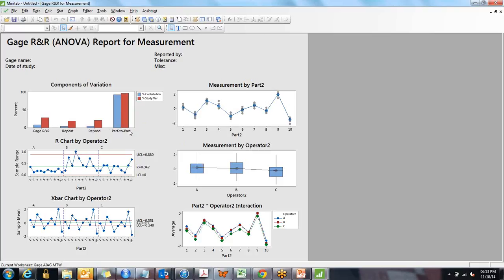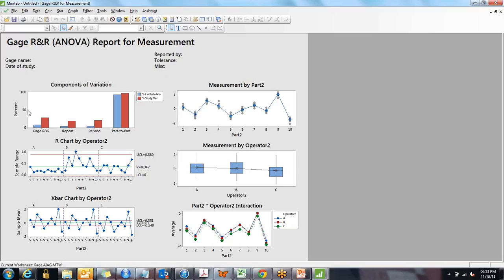Part to part variation, should it be more or less? Part to part variation should be more, yes. Gauge R&R should be less. Absolutely correct. So this is more and this is less, which we can conclude from components of variation. So gauge R&R is somewhat acceptable if you look into this.